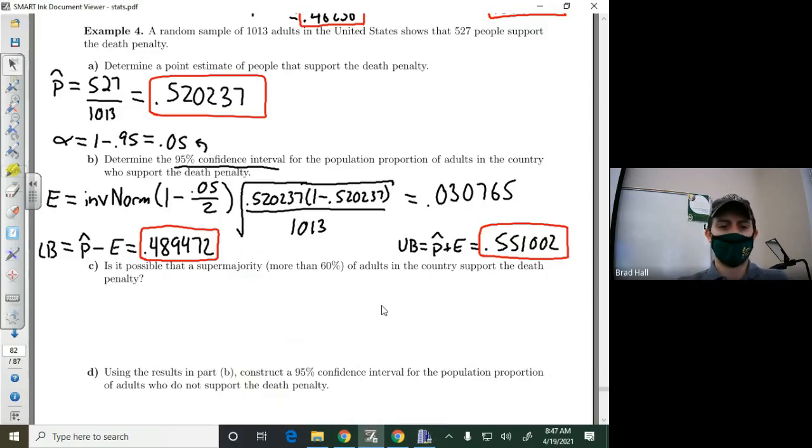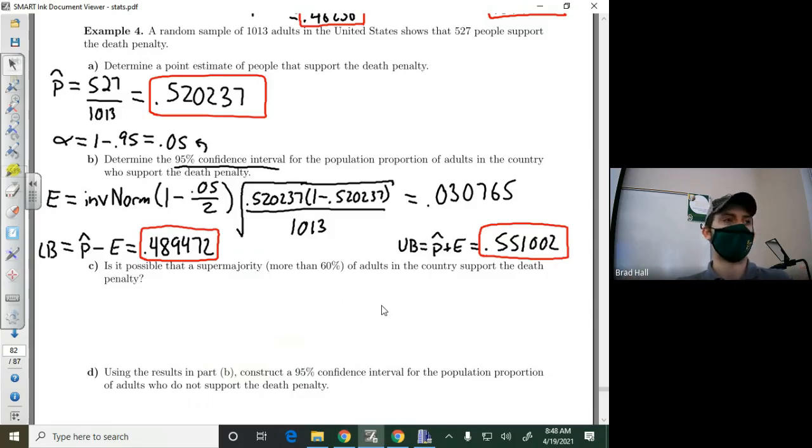Part C asks, is it possible that a supermajority, so basically more than 60% of adults, support the death penalty? Well, our 95% confidence interval goes from about 49% for the lower bound, all the way up to 55%. We are 95% certain that between 48.9% and 55% of United States citizens support the death penalty.